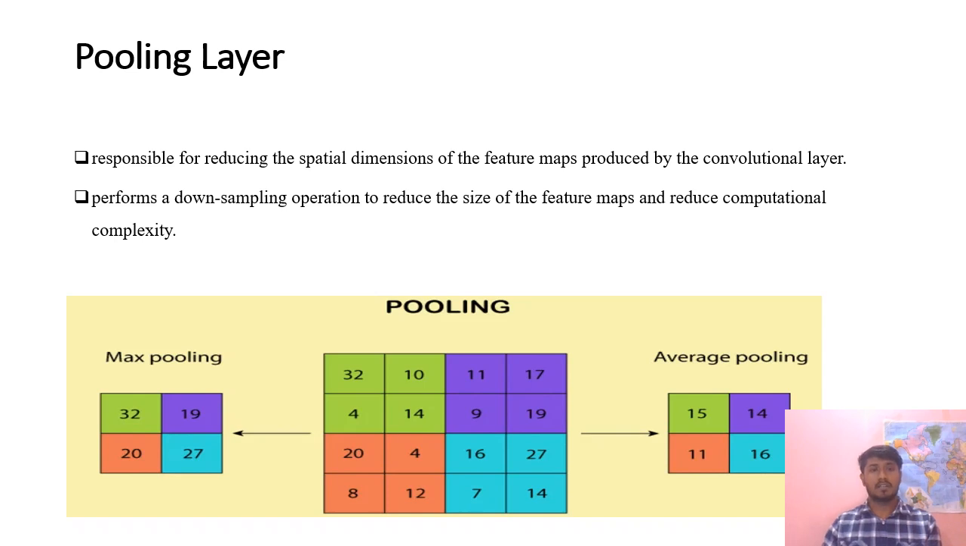Now we'll see the pooling layer, which is responsible for reducing the spatial dimension of the feature maps produced by the convolutional layers. It also performs a downsampling operation to reduce the size of the feature maps and reduce computational complexity. Actually, the pooling layer has two types: max pooling and average pooling. It divides the input vector or pixels into four sections. In max pooling, it takes the max pixel, and in average pooling, it takes the average pixel.